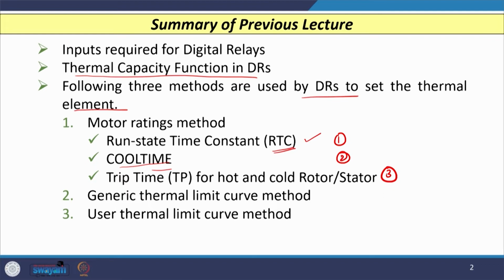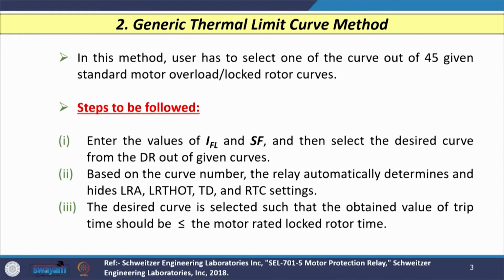Now, let us discuss the second method, known as the generic thermal limit curve method. In this method the user has to select one curve out of the several curves given by standard motor manufacturers, for overload or locked rotor. Most relay manufacturers provide several curves, normally let us say 40, 45 or 50 curves. The user selects one of the available curves, and then the relay will automatically calculate the other things.